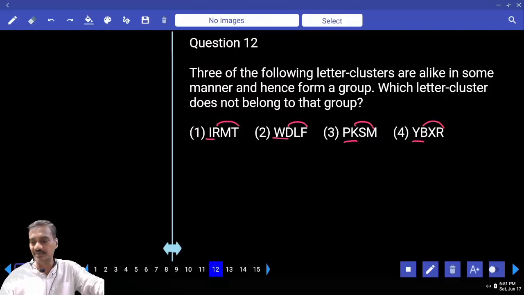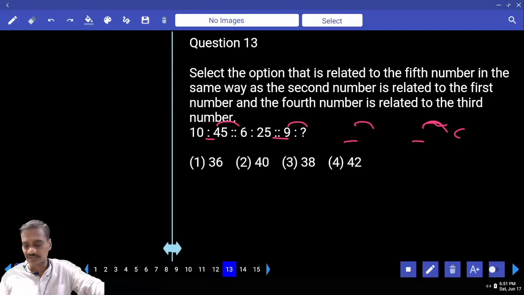Here it is B, and something like C. No, it is not following a particular pattern. Then we need to go for a vowel and a consonant. As they are following vowel and a consonant, we need to take the first priority for the difference between the letters. Okay? And next one, the 13th one.